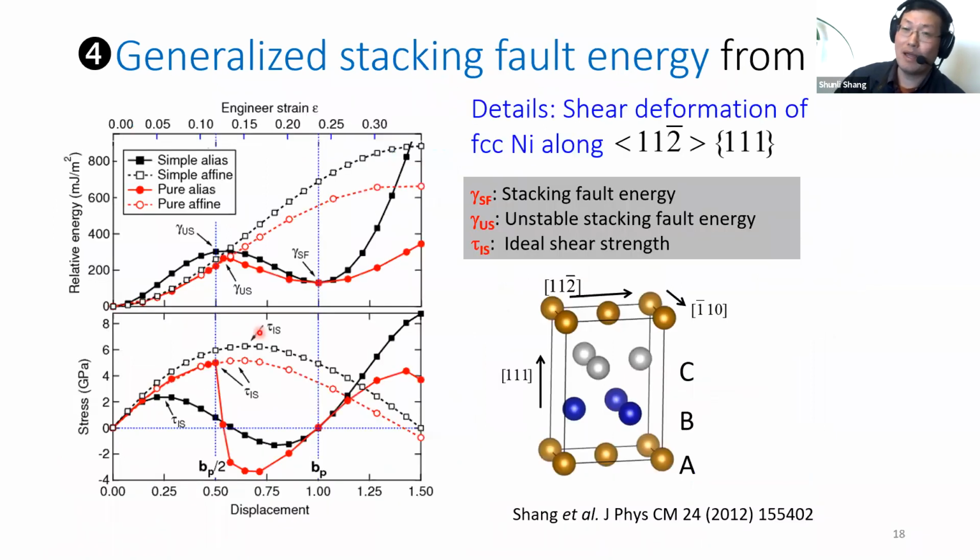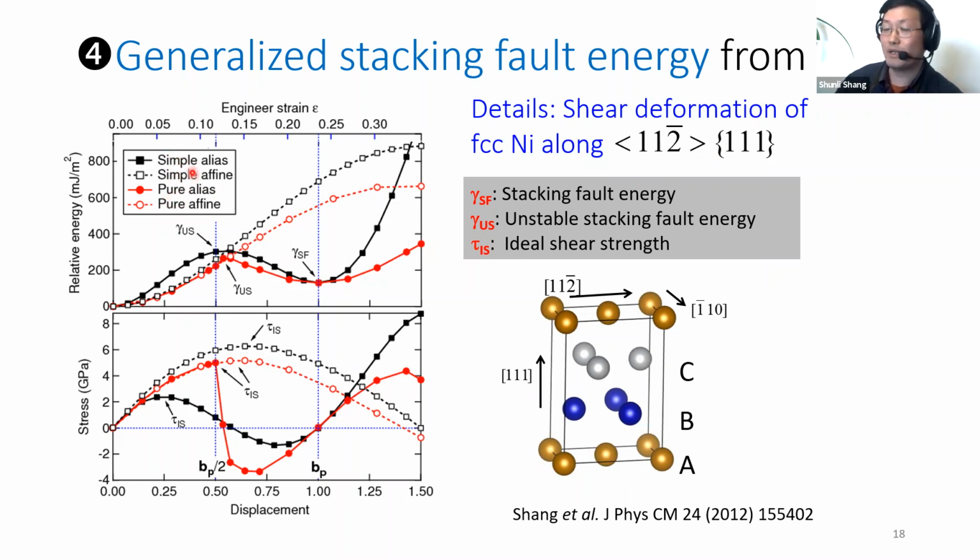Next, we give one example for FCC nickel. Based on FCC nickel, on the close packed plane 1-1-1, we do the shear deformation along the 1-1-2 direction, which is a close packed direction. As we mentioned, we have the Alice shear and the Eiffel shear. And the major one is this Alice shear.